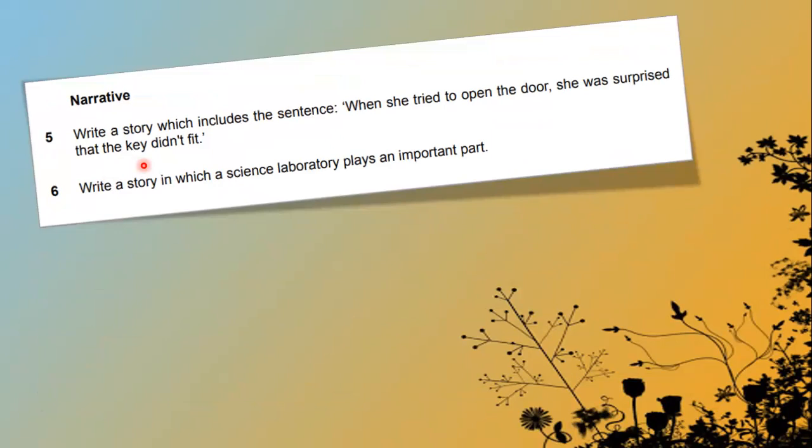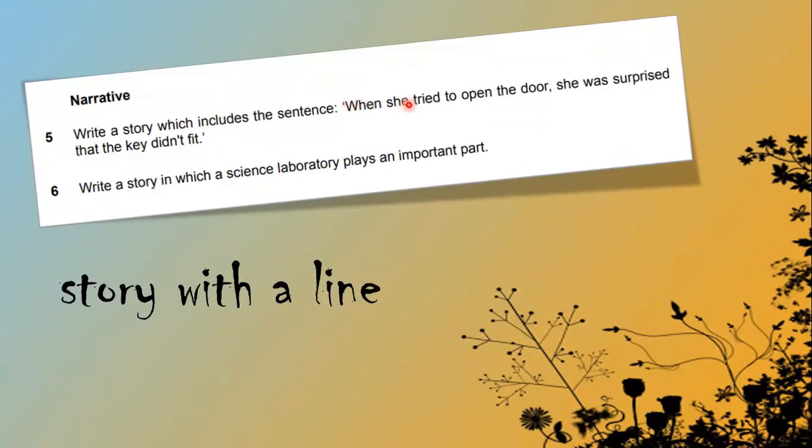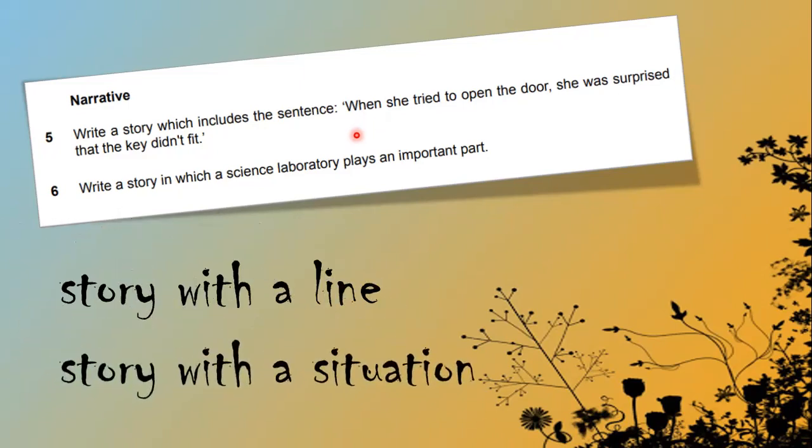When we see these questions, we can say that there are two types of question. One is the story where a line is given, either to begin the story with, to end the story with, or to include that line in the story according to what has been set for you. The other type of question is where a situation is given. If you see question number 5, write the story which includes a sentence. This is the story with a line. And the other, write a story in which a science laboratory plays an important role. This is a story where a situation is given. So remember these two types of questions in your mind, that such types of stories can be asked.